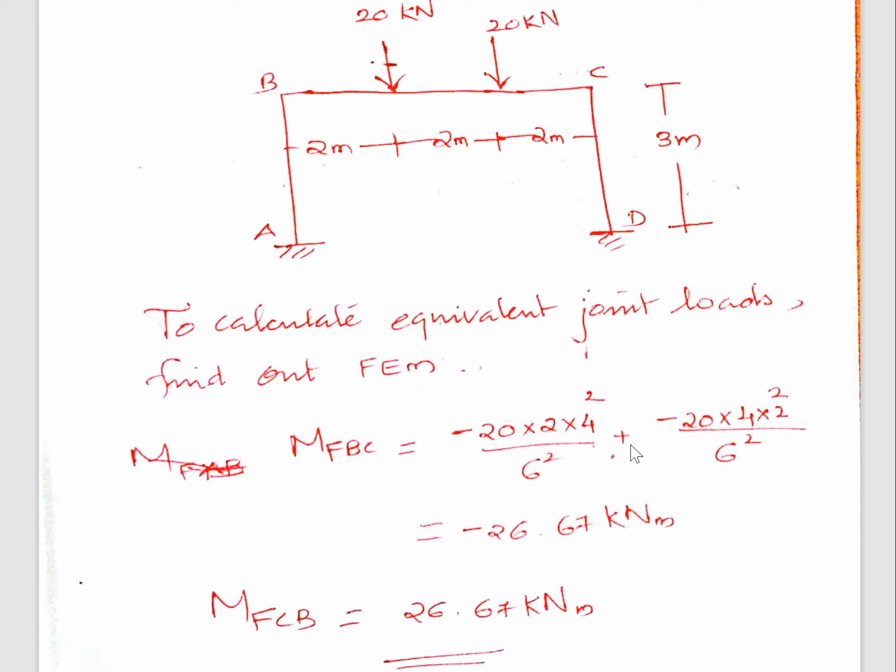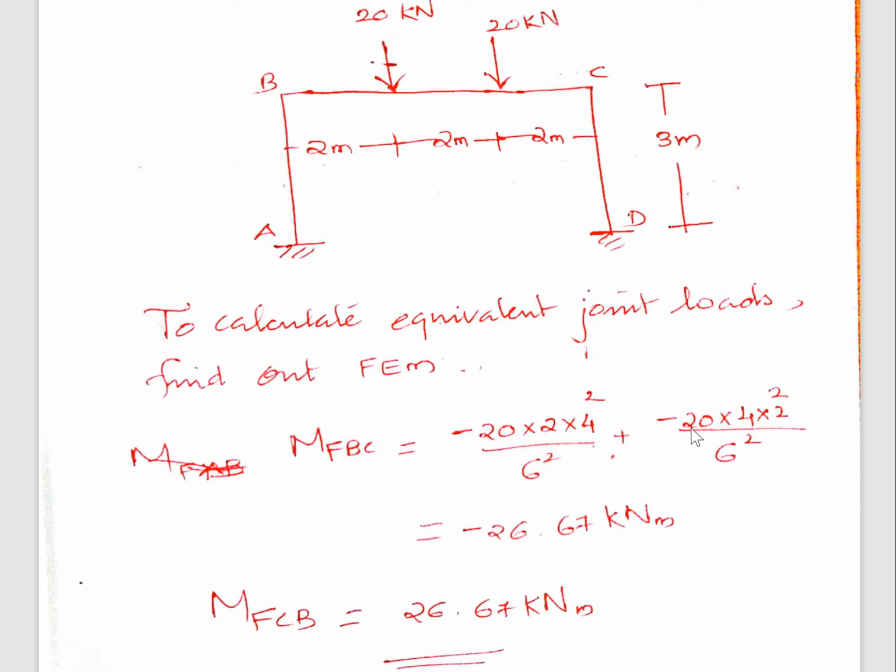Plus, due to the second 20 kilonewton load, that is equal to minus 20 into 4 into 2 square divided by 6 square. Because in the case of second 20 kilonewton load, small a is equal to 4 and small b is equal to 2. And the equation is minus W a b square divided by 6 square.